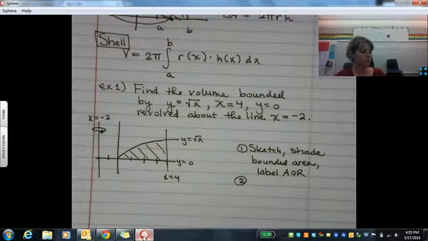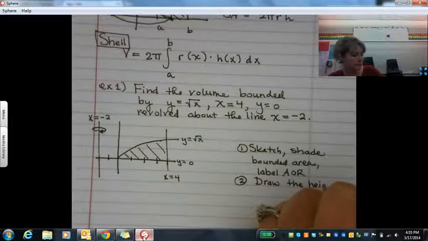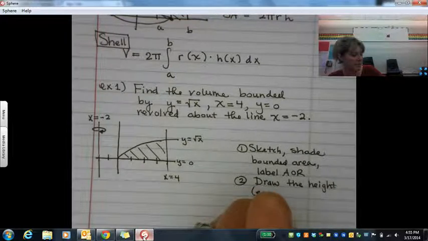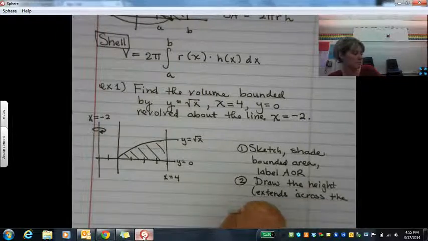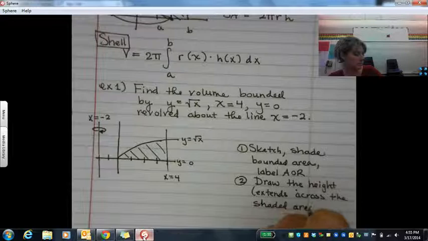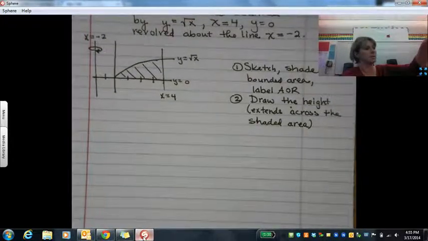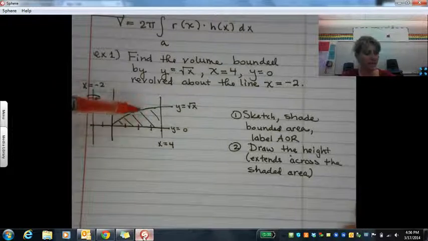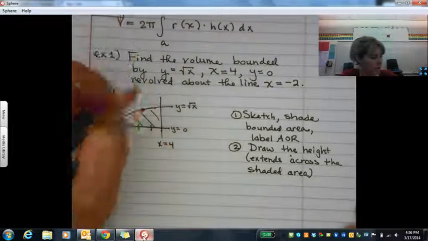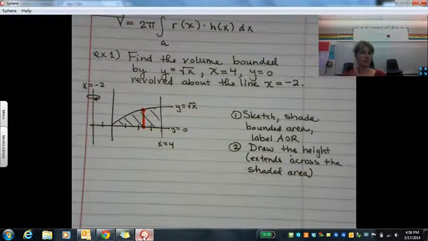So the first one we're going to do is draw in our height. And that goes across the shaded area. Let me scoot this up so you guys can see that. Okay, so it extends all the way across the shaded area. I'm going to switch colors here so we can see this better. So the height is the height of the shaded area. It doesn't have much to do with the axis of revolution, like it isn't like the radius, where it has to be drawn from the axis of revolution. So this is my H.